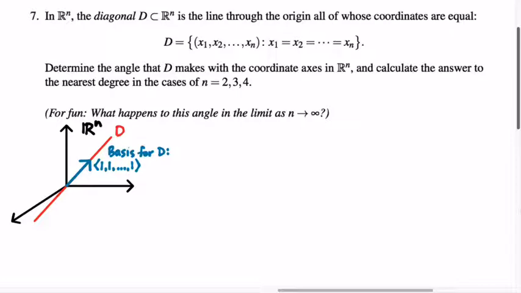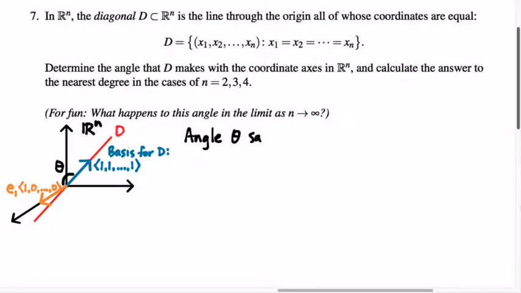So to find the angle that makes with the coordinate axes, let me take a vector which points in one of the coordinate directions. Let's say e1, the vector 1, 0, 0, 0, 0, 0, up to 0. If I measure the angle between those two vectors, I'll get the angle between d and, let's call it the x-axis, or the first coordinate axis. But because of symmetry, that will be the same as the angle between d and all of the other coordinate axes as well.